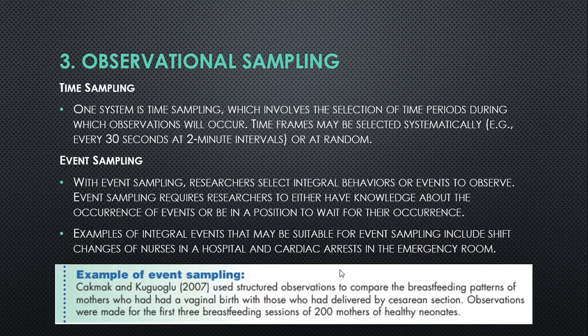Okay, an example of event sampling is from Kakmak and Kugulu in 2007, who used structured observation to compare the breastfeeding patterns of mothers who had a vaginal birth with those who delivered by cesarean section. Observations were made for the first three breastfeeding sessions of 200 mothers of healthy neonates. Okay, that is an example of event sampling. There is a specific event, then you are going to observe it.